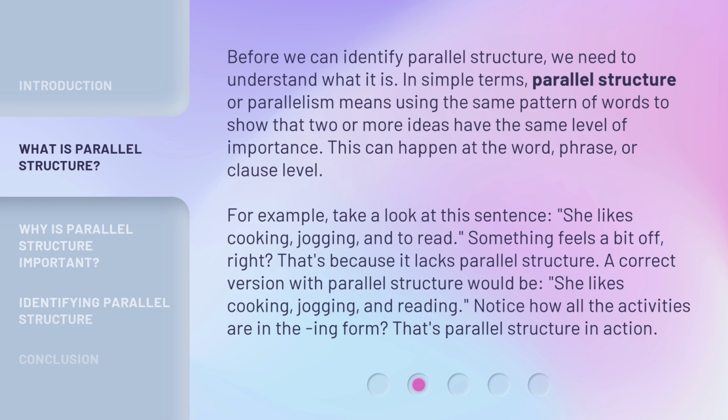For example, take a look at this sentence. She likes cooking, jogging, and to read. Something feels a bit off, right? That's because it lacks parallel structure. A correct version with parallel structure would be, she likes cooking, jogging, and reading. Notice how all the activities are in the ing form? That's parallel structure in action.